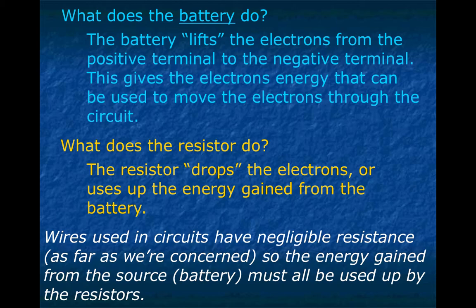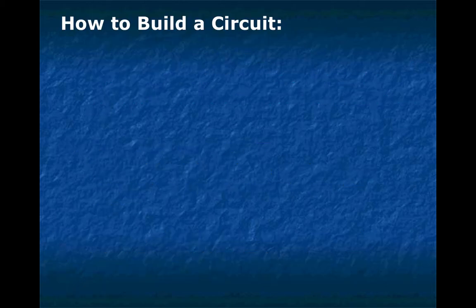Same thing if you had 3, right? Some would get used in the first, some would get used in the second, and the rest would get used in the third. So the thing to know is that all of the energy must be gone before those electrons go back to the battery.